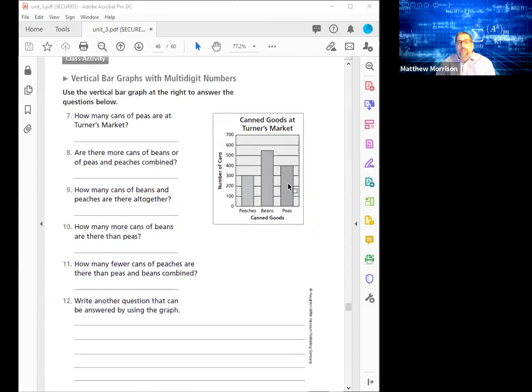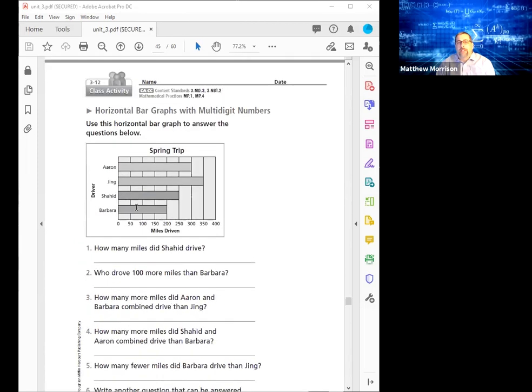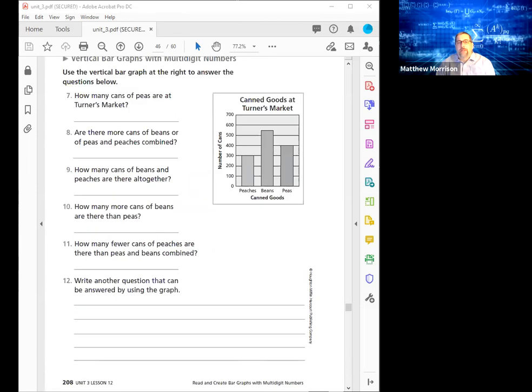All right, so now we have vertical bar graphs. Now we've been doing horizontal, right? This is going side to side. Now we're gonna try one that's going up and down. Remember, the only difference between the two is the fact that they're going a different direction. There is no other difference. Okay. So again, we ask ourselves, how many cans of peas are at Turner's Market? Here's peas. How many? 400. Okay? That's the same process.